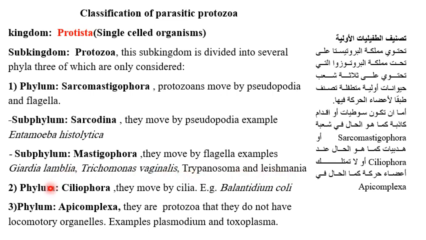The second phylum Ciliophora, they move by cilia. For example Balantidium coli. The third phylum Apicomplexa, they are protozoa that don't have locomotory organs.